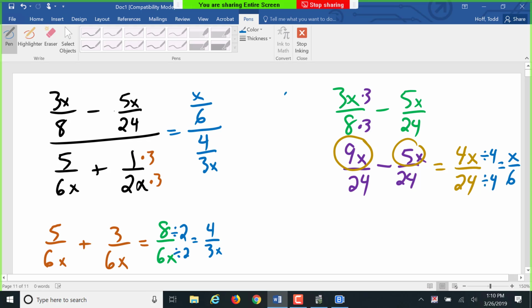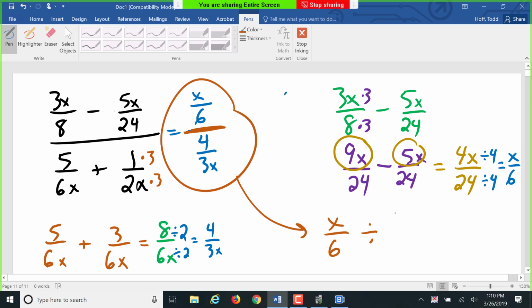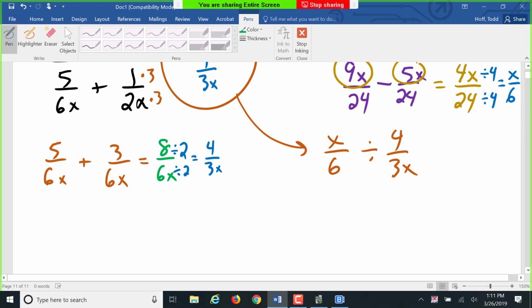So that is x over 6 in the numerator divided by 4 over 3x in the denominator. Remember, this symbol here really does just mean division. So what this is saying is x over 6 divided by 4 over 3x. To divide, we multiply by the reciprocal. So that would be x over 6 times 3x over 4.